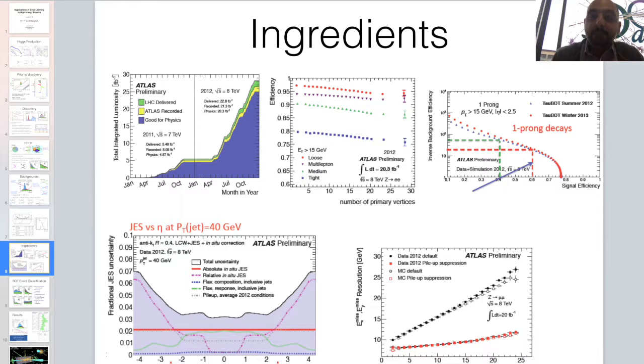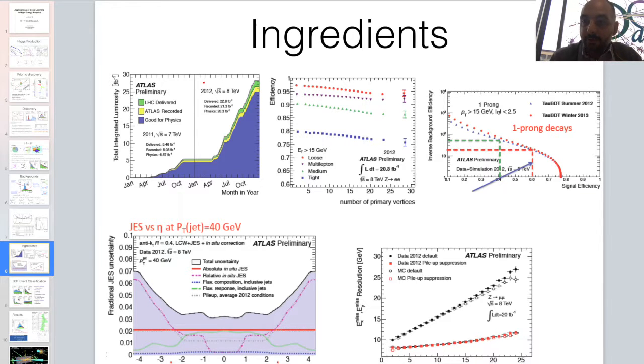Anyway, what's interesting is that because we have so many collisions on top of each other, you have one collision that makes a Higgs, but when you have 50 other collisions that give you other things overlaid on that, that degrades your ability to, for example, see the electrons. So here you can see the electron efficiency and how it's decreasing as a function of the number of primary vertices. Primary vertices are the number of vertices you see, where each primary vertex corresponds to one collision.